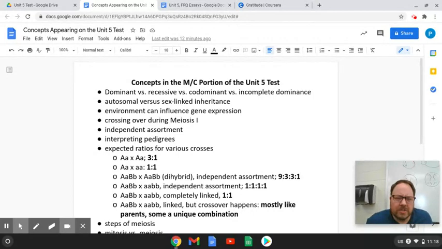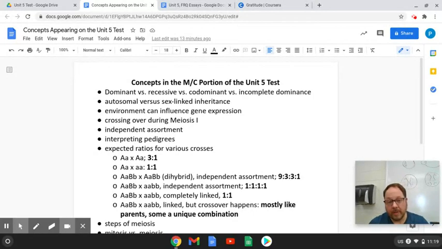Let's see, crossing over during meiosis one, I'd make sure to review that, so just look at what happens during that time and how portions of non-sister chromatids can be exchanged to increase variation. Independent assortment. What independent assortment means is how one pair of chromosomes lines up has no impact on how another pair of chromosomes lines up during meiosis one. And so because of that, you wind up with different combinations of chromosomes in different gametes, leading to more variation.